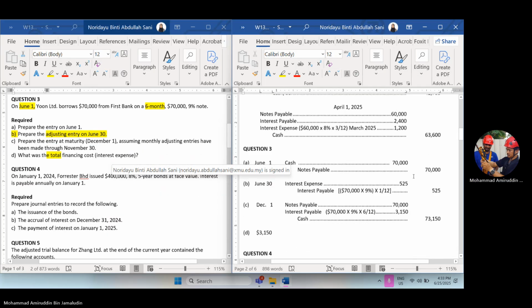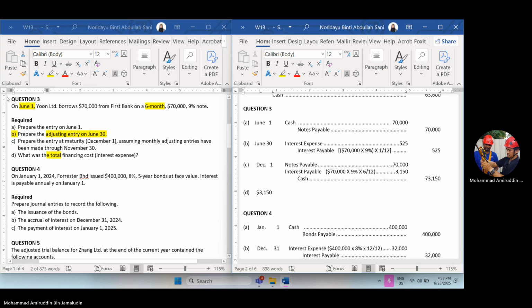Number 3. On June 1st, the company borrows 70,000 from First Bank on a 6-month 9% note. Same thing. Borrow money, we don't have a loan, but we have the notes payable. So you receive 70,000, so debit cash or bank, credit notes payable. Increase asset, increase liability. Okay. Prepare the entry on June 1st. Prepare the adjusting entry on June 30th.